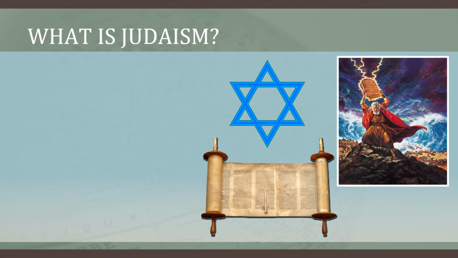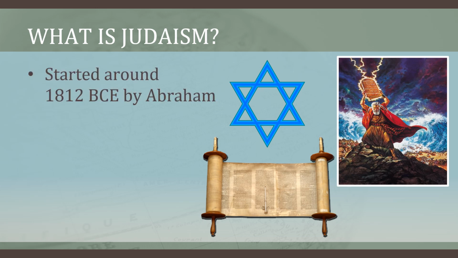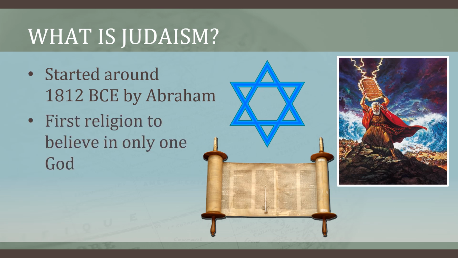So naturally, now that we've broken down the two, what is religion, what is monotheism, we need to know what the first religion we talk about is, which is Judaism. And here are just some general facts about Judaism to kind of help you get just a general understanding of it. Very vague. So Judaism was started around 1812 BCE, which stands for Before Common Era, used to be called BC, by a guy named Abraham. Okay, it was one of the first religions, well, the first religion to believe in only one God.